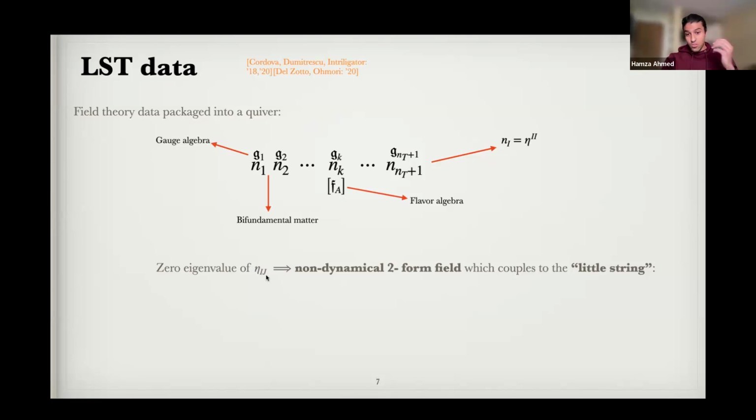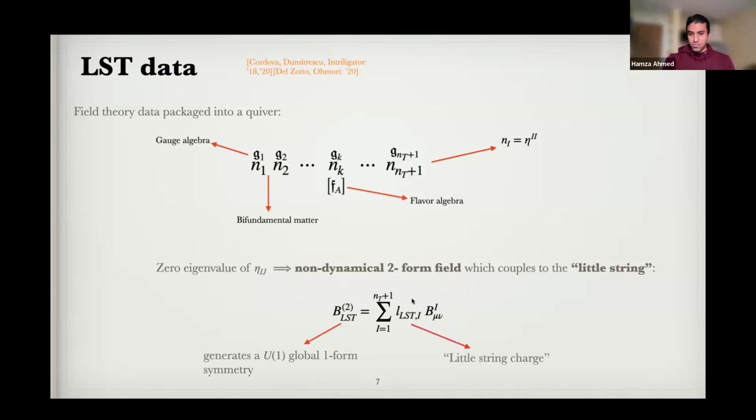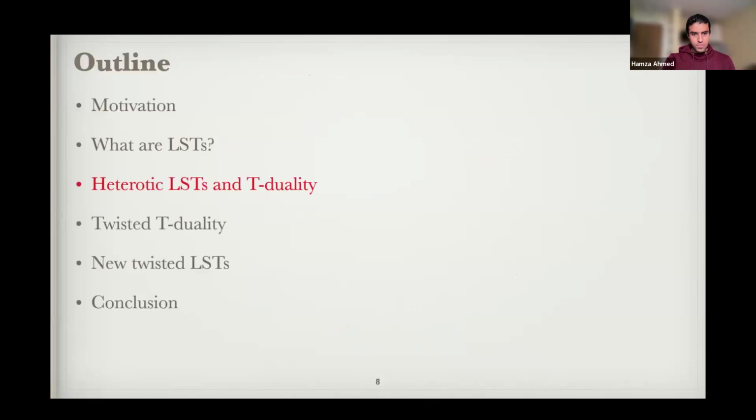And then its kinetic term also vanishes, which then leads to this non-dynamical two-form field in the spectrum, which then generates the U(1) global one-form symmetry. And in particular, the coefficients of this linear combination that vanishes are what are known as the little string charges. All right, so now let's focus on heterotic LSTs.